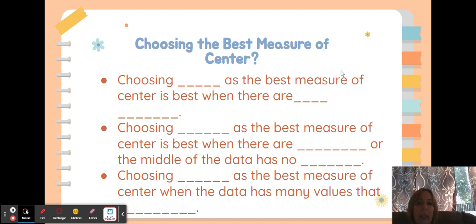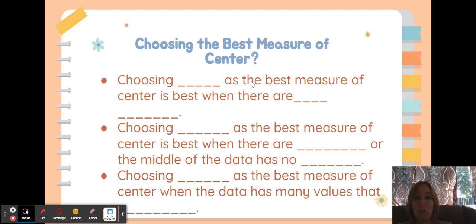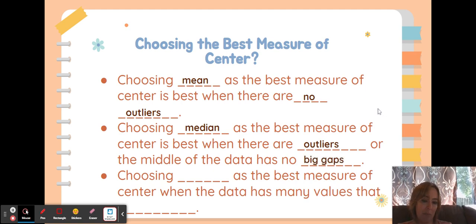All right, now why or how do we know which one to choose? How do we know which is the best center? Well, choosing the mean as the best measure of center is going to be when there's no outliers. If there's an outlier, the mean is going to change too much, so it will not be the measure of center. Choosing median as the best measure of center is best when there are outliers, okay? Or the middle of the data has no big gaps.